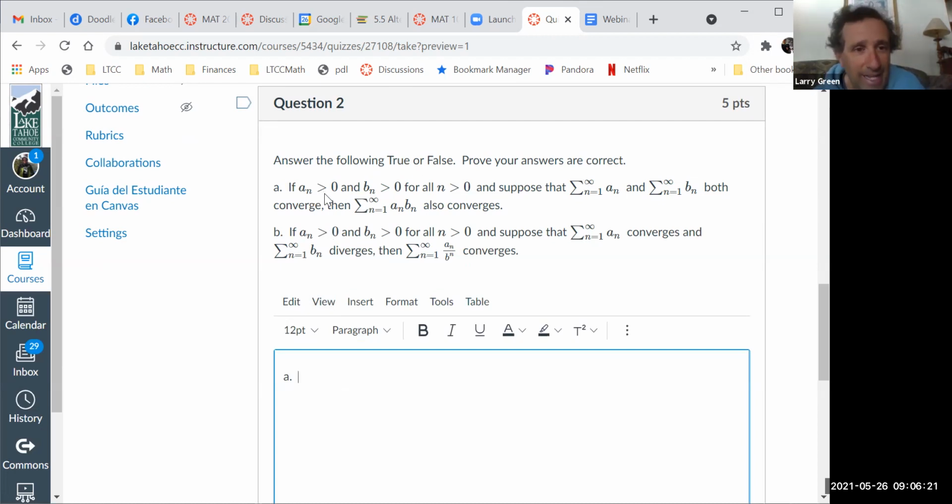So if an and bn are both greater than 0 for all n greater than 0, and suppose that the summation of an and the summation of bn both converge, then the summation of an bn also converges. What do you think? Is that true or false? Yeah, this one is true. But we need to explain now. We need to prove our answer is correct, which means state the theorem you're using and why it works.